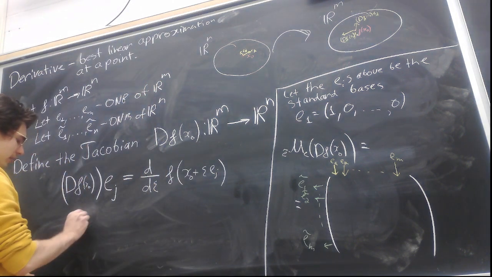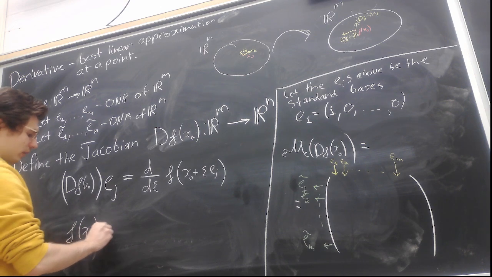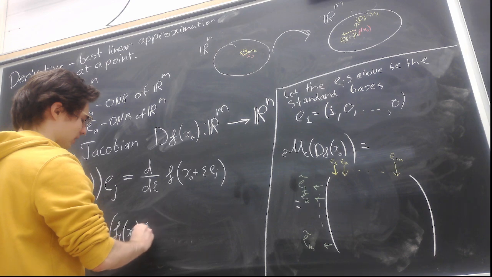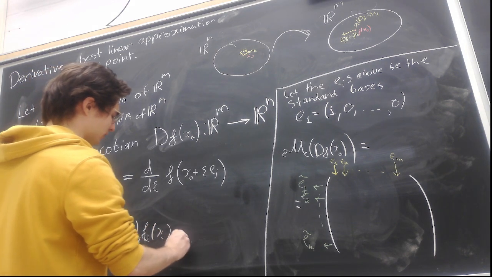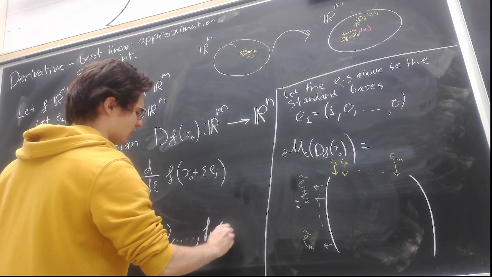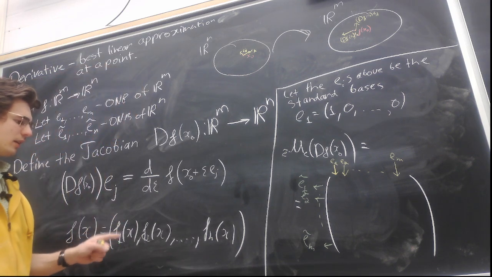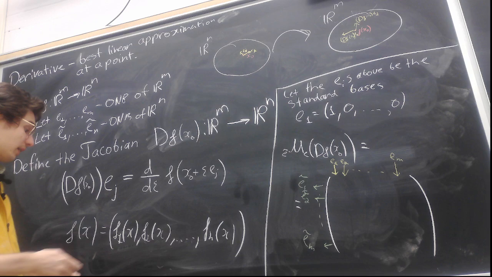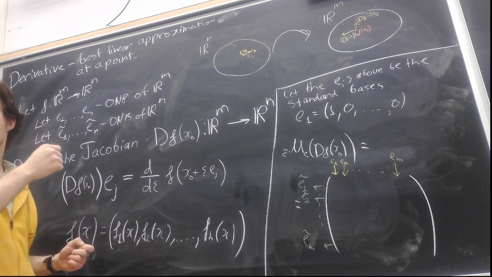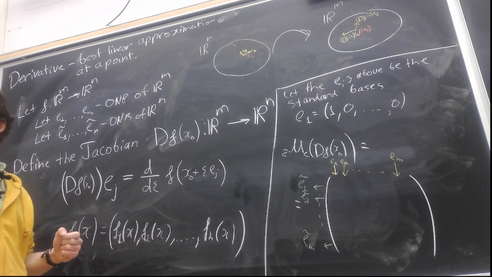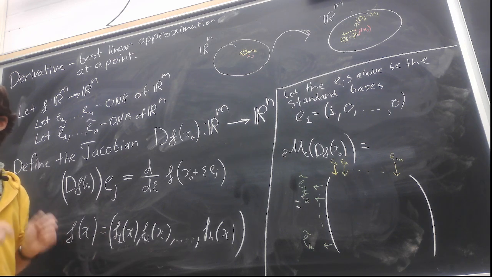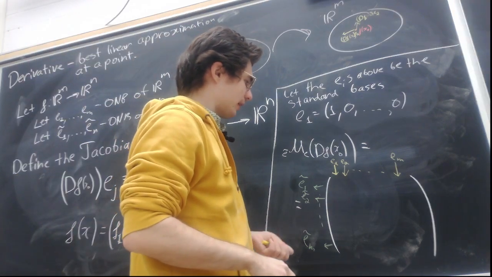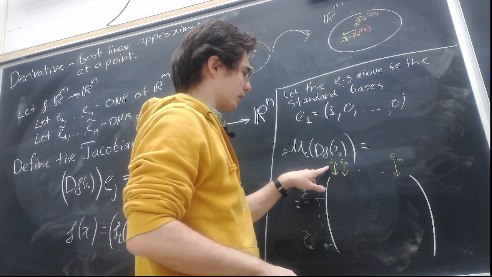Now let's briefly remember what f was. So f of x we decided to choose this notation: f1 of x, f2 of x, ..., fn of x. All of these are functions of one variable output. If I have a function of n variables with output in n variables, I can just look at each component separately and that defines n functions.